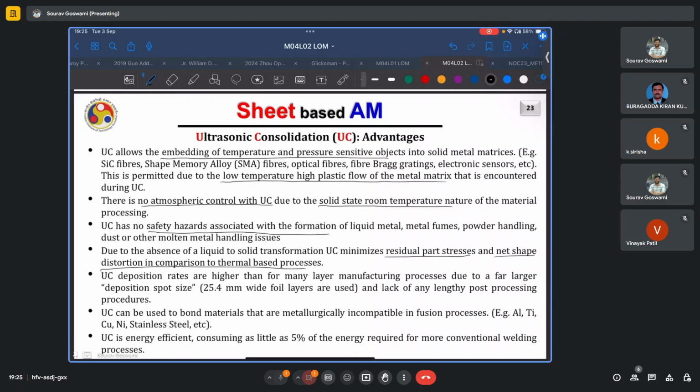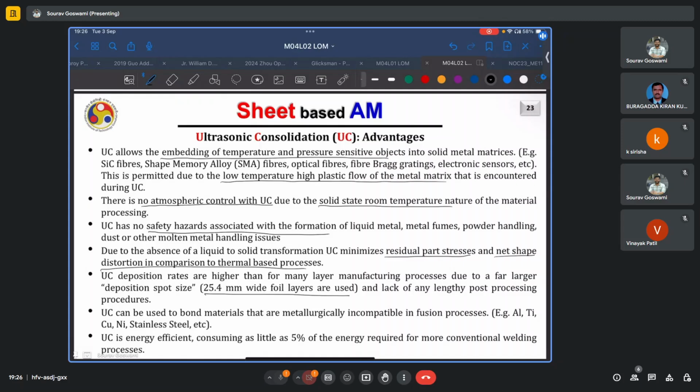Now, UC deposition rates are far higher than many layer manufacturing processes due to larger deposition spot size, which is 1 inch as we discussed, and lack of any lengthy post-processing procedures, because whatever post-processing removal has to be done happens in the same step using a milling cutter.